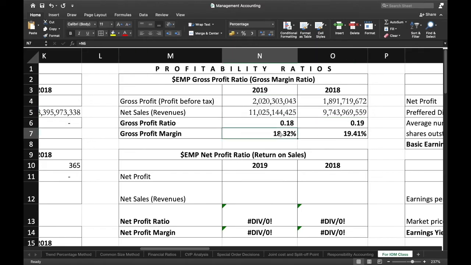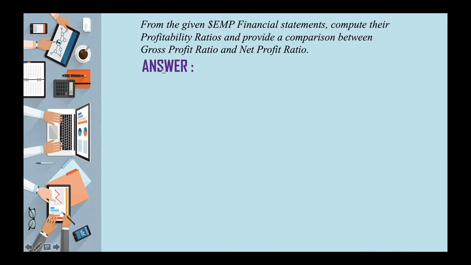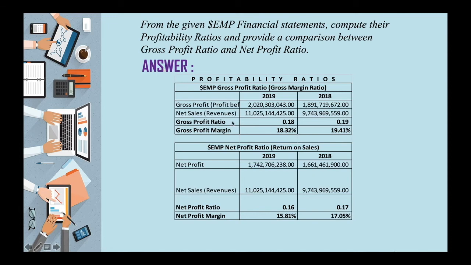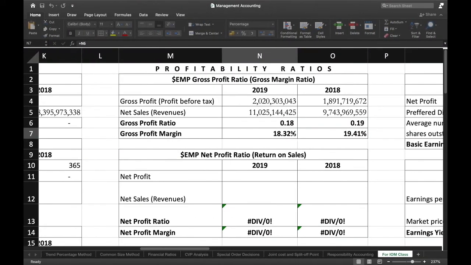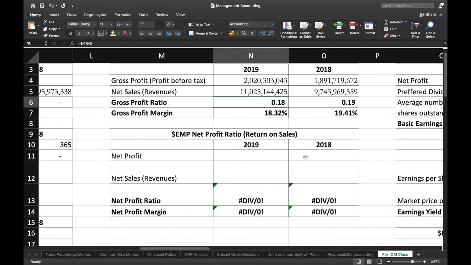So, what does this mean? Let's check our answer if we are correct. Gross profit ratio 0.18, 0.19, 1832, 1941. Yes, correct. What does this mean, guys? We are only at the gross profit ratio. It means the gross profit ratio of 2019 is smaller compared to 2018. Let's continue. Let's finish this net profit ratio first so we can compare.